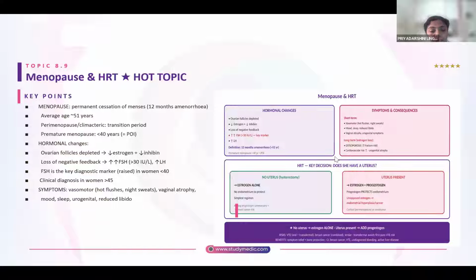Now, what is premature menopause? Any woman going into menopause at less than 40 years is taken as premature menopause. Now, in menopause, what are the questions you can expect? All of them, what I said just now, can come as a question. Apart from that, all the hormonal changes in menopause can come as SBA.